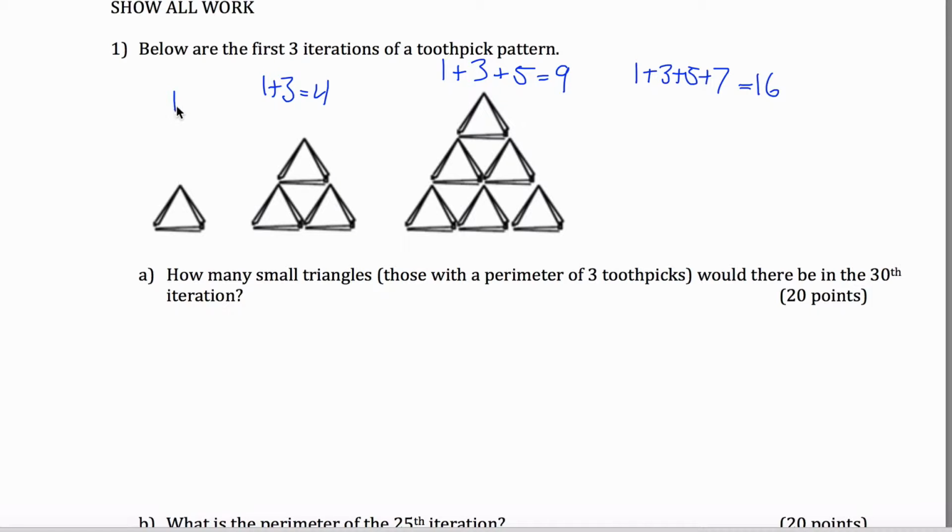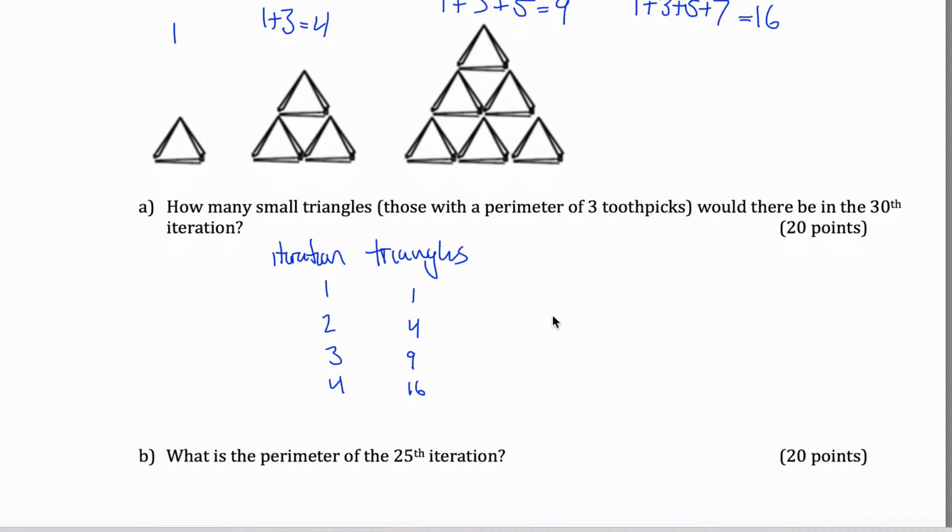So what's going on is, in the first iteration, I guess I could say iteration, triangles. In the first one I got 1, and the second one I got 4, and the third one I have 9, the fourth I have 16. It looks like my pattern is that I'm just squaring the number each time, and in fact I am, and the reason I am is because of this logic with odd numbers. So in the 30th iteration, my answer would just be 30 squared, which is 900.